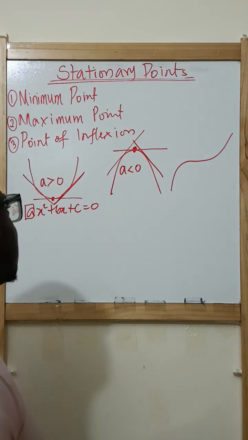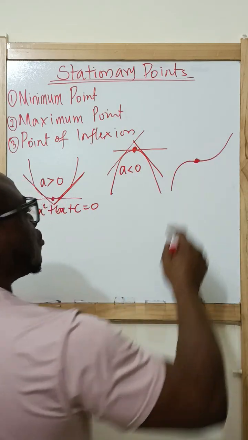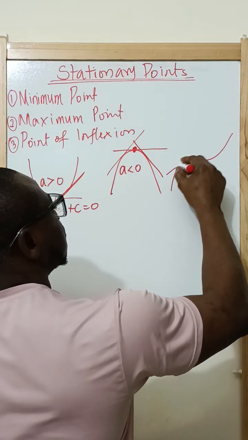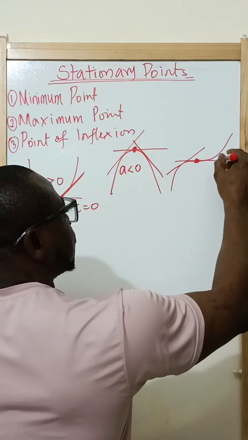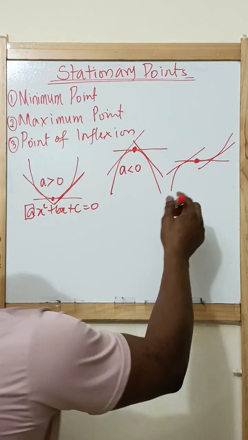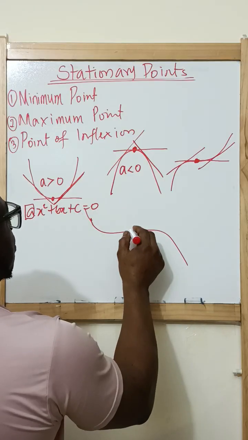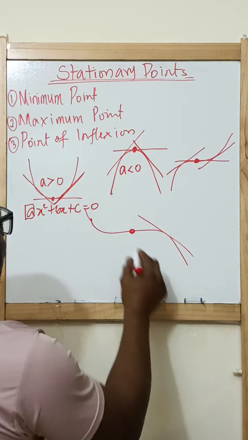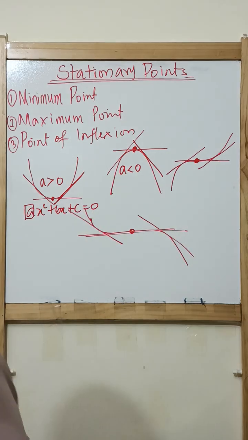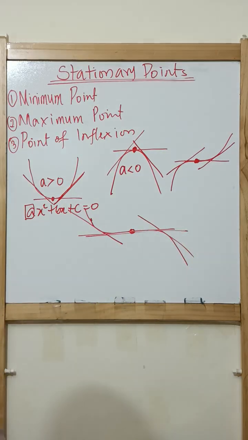But for a point of inflection, the slope does not change sign, which means there is no change in the direction of the slope. The slope is positive here, it is 0 here, while it is still positive on the other side. This could also be drawn like this, where it is negative here, it goes through 0, then negative again. So this is also a point of inflection. Curves like this, we call them points of inflection.